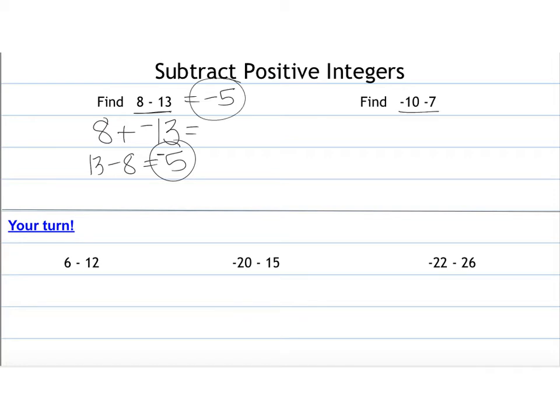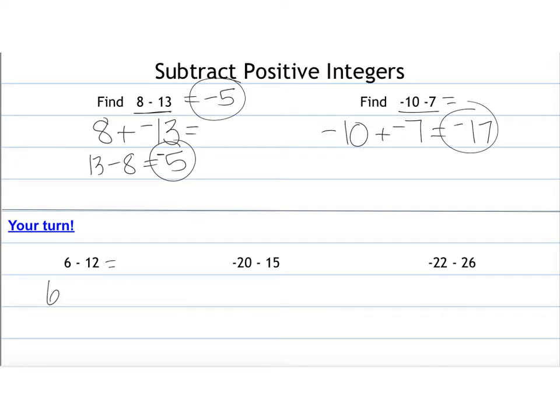Negative 10 minus 7. I keep the first number alone, don't do anything with it, keep it the same, change to addition, and then change the second one to the opposite. So negative 10 plus negative 7. Both signs are the same, so I add 10 and 7 and keep the negative. You try these three on your own.